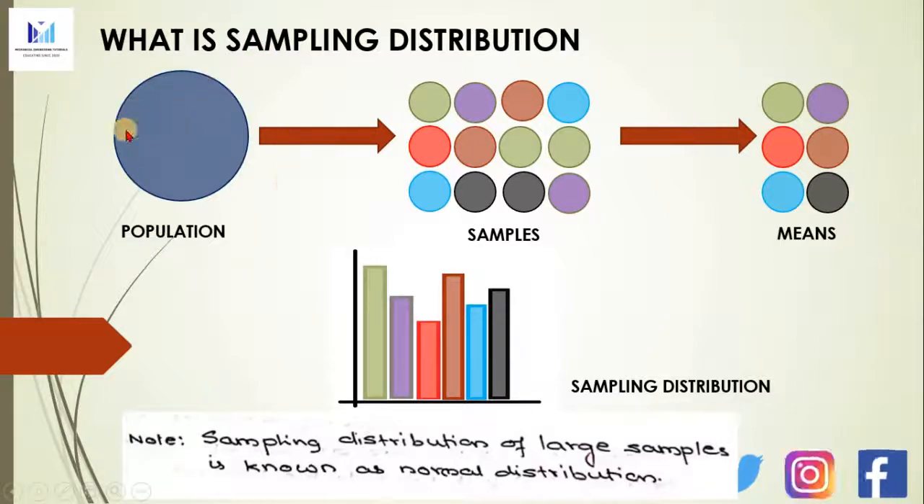Here on the screen you can see a population. From this population the samples are picked. Then the means are calculated. Say, for example, here there are 3 green samples, so a mean of green is picked. There are 2 purple samples, so a mean of purple is picked. Then there are 2 brown samples, a mean of brown. Similarly a red, then blue, black. All these will be the sample means and they will be distributed here, and this is called the sampling distribution.